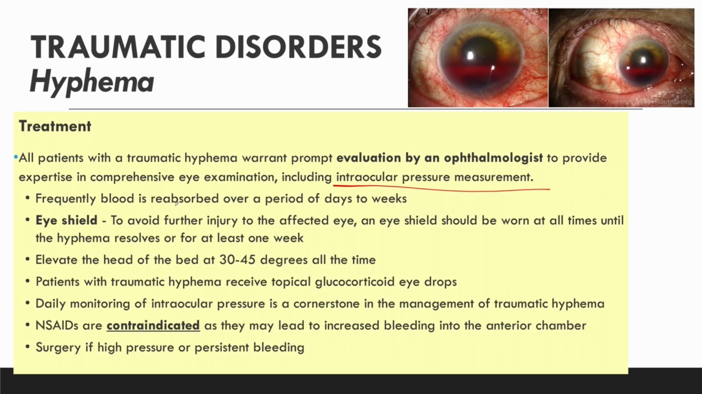Elevate the head of the bed to about 30, 45 degrees to try to keep the blood in the anterior chamber and keep it from going back into the eye itself. You can also give topical glucocorticoid eye drops and monitor them. We do not want to give NSAIDs though because they can thin the blood more and cause more bleeding. And we leave it up to the ophthalmologist whether or not surgery is indicated.